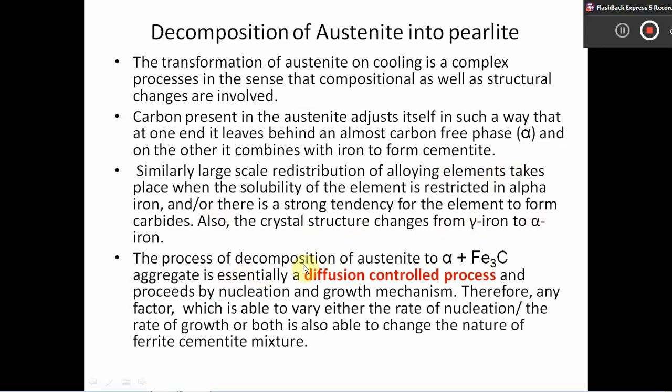The process of decomposition of austenite to pearlite aggregate is essentially a diffusion controlled process and proceeds by a nucleation and growth mechanism. Therefore, any factor which is able to vary either the rate of nucleation or the rate of growth, or both, is also able to change the nature of the ferritic and cementitic mixture, that is the pearlitic mixture.